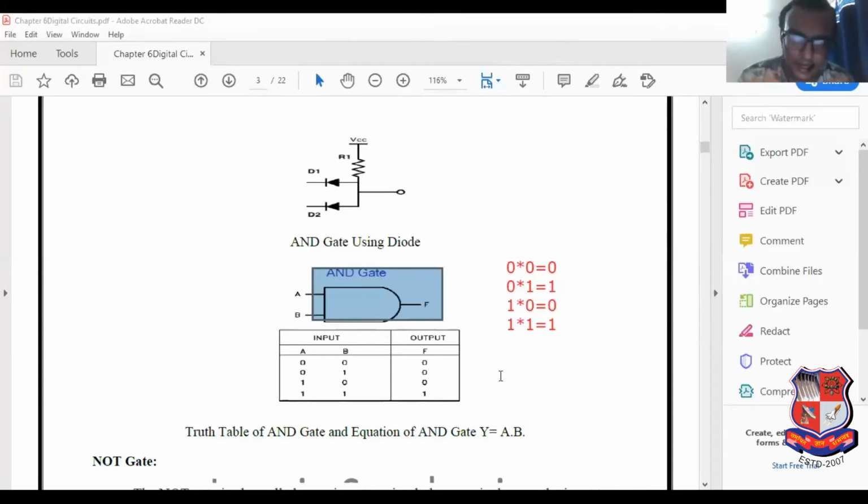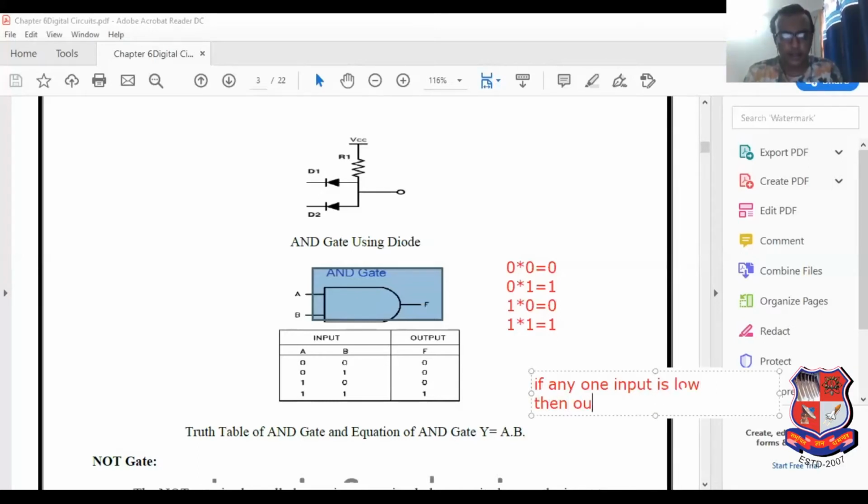And in the AND gate, if any one input is low, then output is low. This entire gate can be represented in one statement: if any one input is low, then output is low. See this and correlate with that. See this very carefully. So it is the correct explanation of the AND gate.